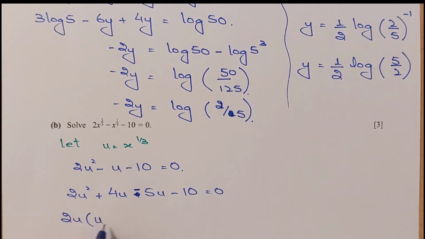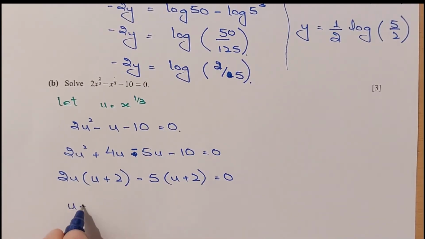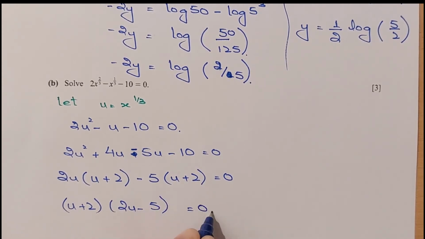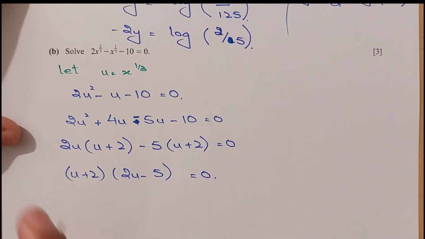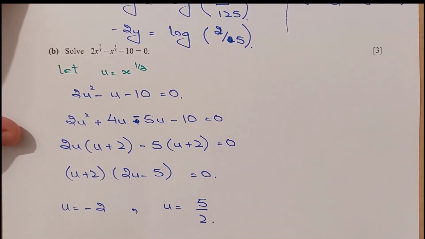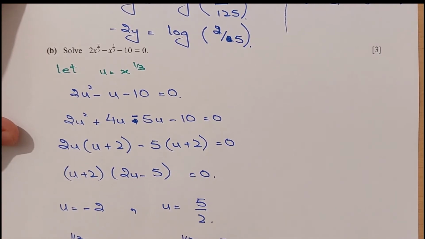2u is common. We have u plus 2, and minus 5 is common, u plus 2. 5 times 2 is 10, equals 0. So the two factors are u plus 2 and 2u minus 5 equals 0, right? Let me get the value for u and substitute x to the power 1 by 3 at the end. So here we have u equals minus 2 and u equals 5 by 2. Right, or we can say x power 1 by 3 equals minus 2 and x power 1 by 3 equals 5 divided by 2.